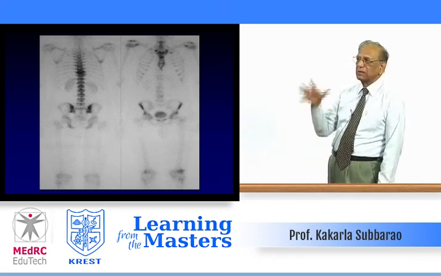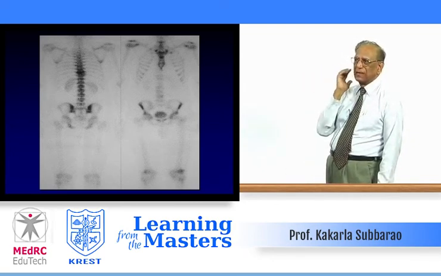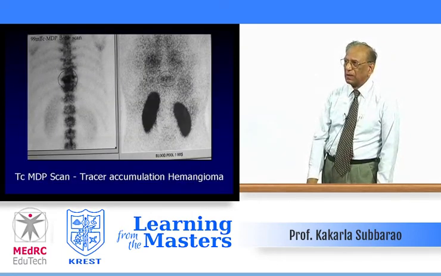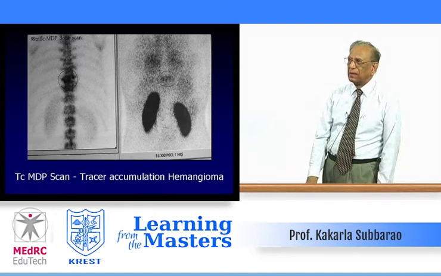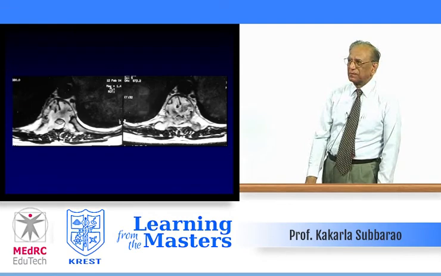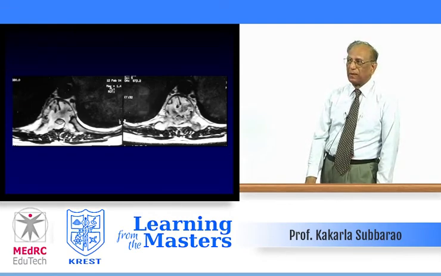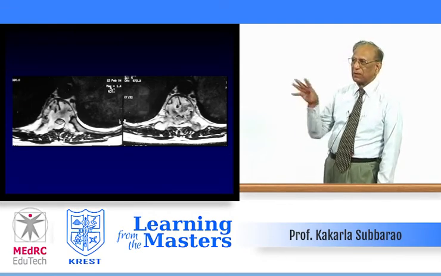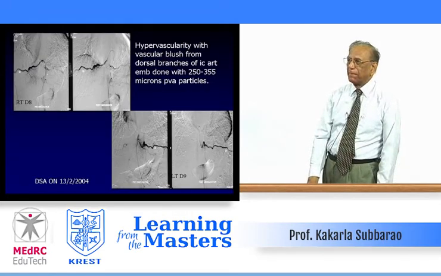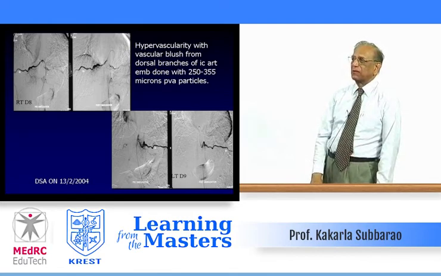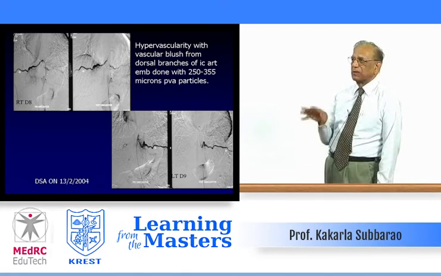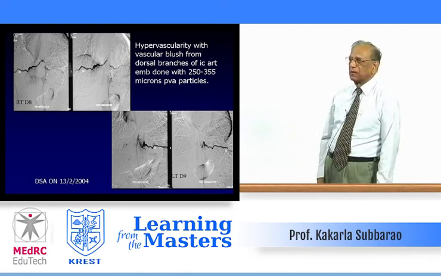CT scan, it is a hot spot. It doesn't tell us anything, but they haven't taken a vascular phase. Again, showing the same appearance. Then MRI. There are several flow-voiding changes there, signals. And hypervascularity, a vascular brush, from a selective angiography of the dorsal branch of the intercostal artery.